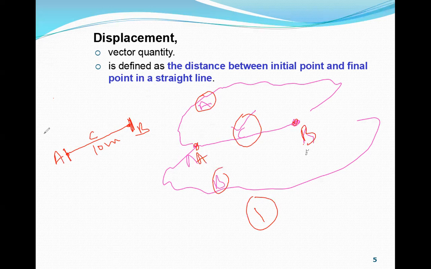For example, you want to go to school. You have two ways to reach your school. One way is 2 kilometers, and the other way is 4 kilometers. Both ways are the distance, but the short one is a displacement as well as the distance, and the longer way is only the distance. That's why I'm saying distance is always greater than or equal to displacement.